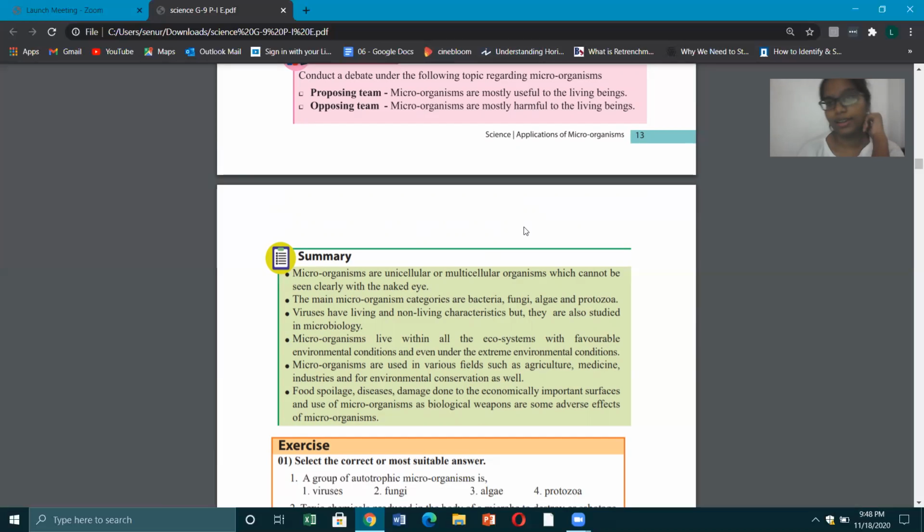They have been used in various fields such as agriculture, medicine, industry, and for environmental conservation as well. And on the other hand, there are disadvantages or adverse effects caused by microorganisms, such as food spoilage, diseases, damage done to economically important surfaces, and use of microorganisms as biological weapons. So these are some adverse effects.